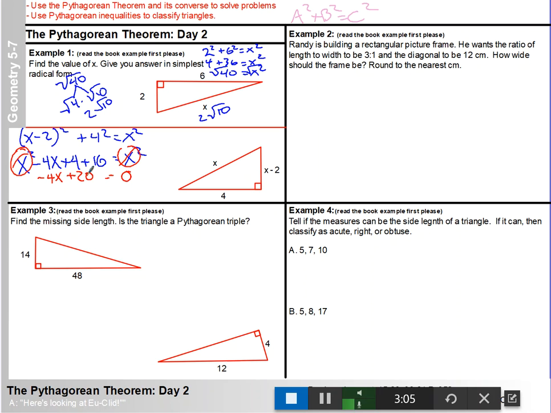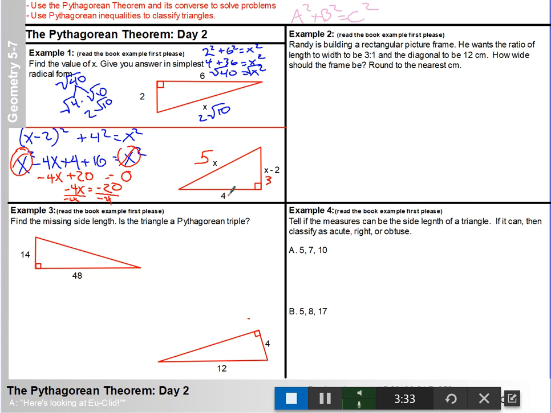Well, okay, now it's just a linear problem, right? So subtract 20 from both sides. We get negative 4x is equal to negative 20. Divide by negative 4. Divide by negative 4. And I get x is equal to 5. Oh, that makes this 3. And I really didn't need to do this, did I? Because it's a right triangle with a 4, right? This is a 3, 4, 5 Pythagorean triple.